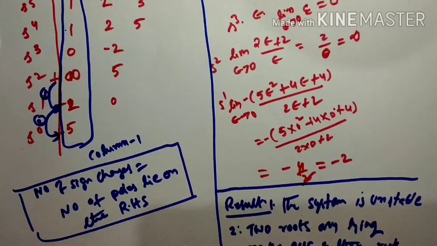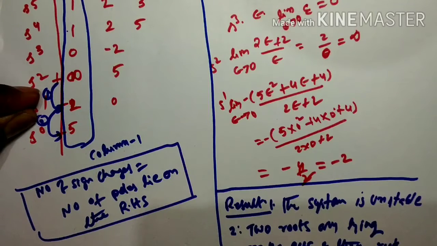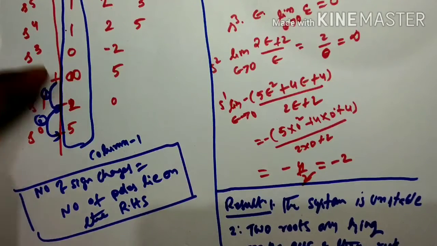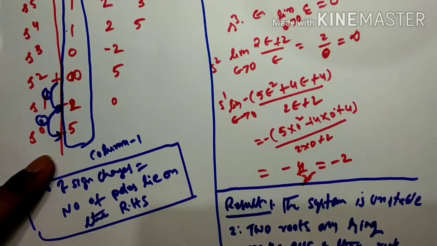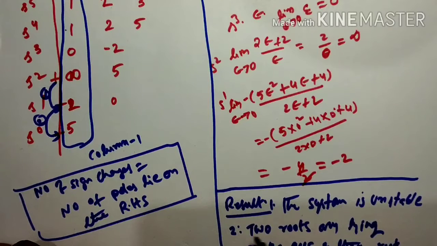System is unstable. Since two sign changes are there, so what happened? Two roots are lying on the right half of the S plane. Rest of the three roots are lying on the left half of the S plane. So this is the conclusion. This is the result.